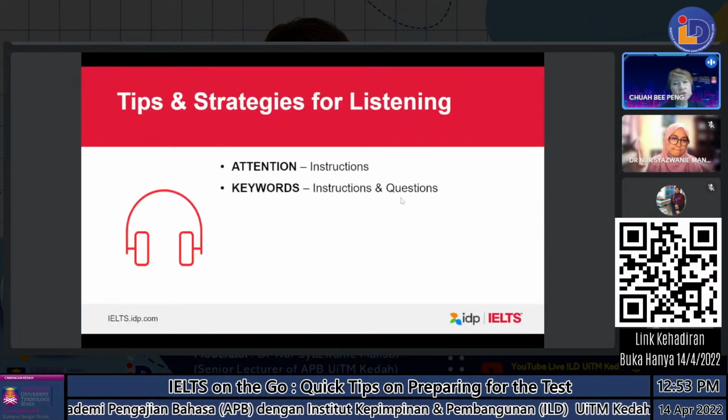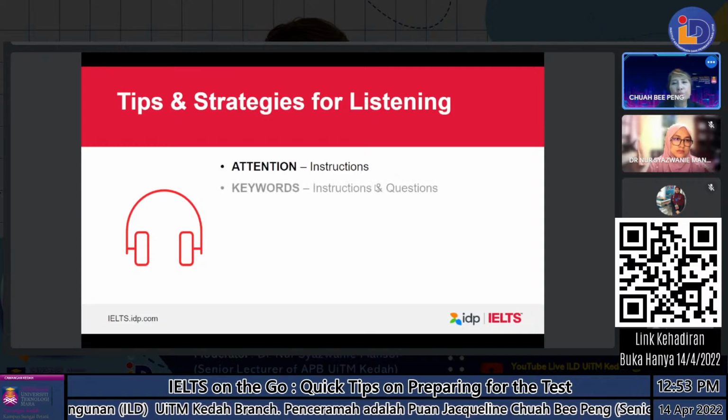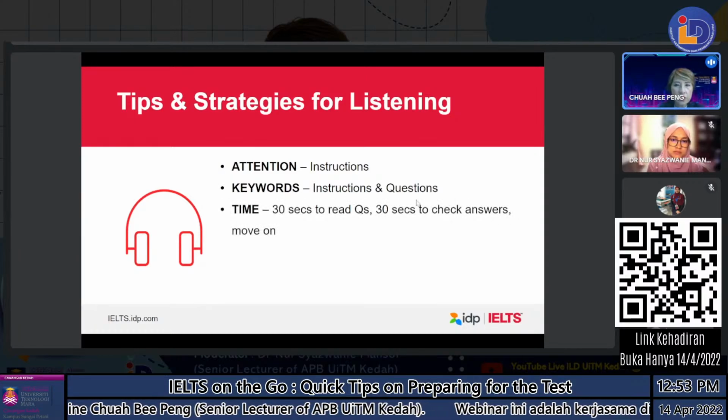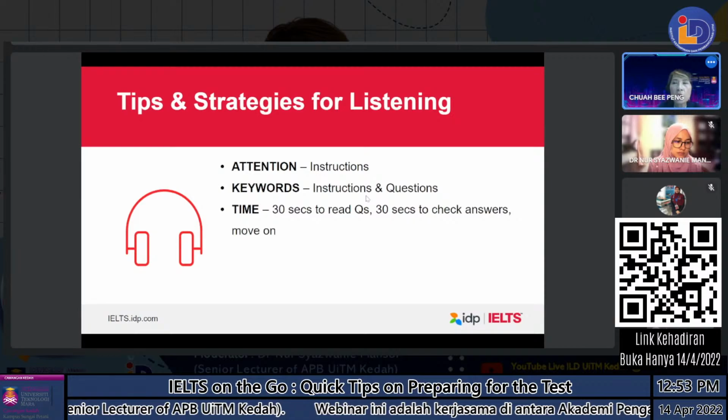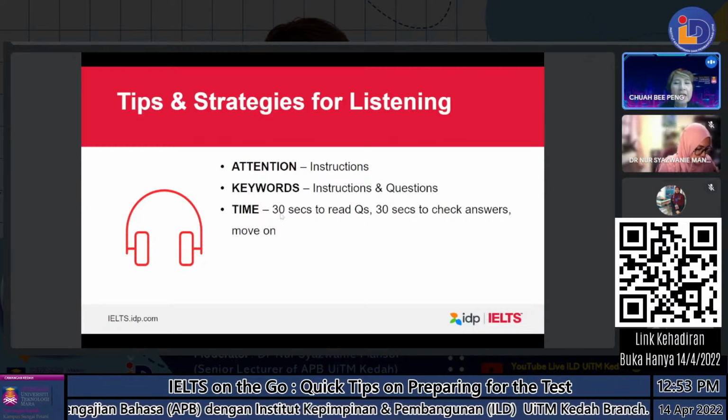Right, so tips and strategies for listening. Let's recap before we go to the Q&A session. Go back to listening. Of course, you have to pay attention to the instructions. Listen to the instructions as well. Don't let your mind wander off. Keywords, instructions, and questions will give you enough keywords to guide you towards the important information. And also the time. This is something that is important. They always give you 30 seconds to read the questions and 30 seconds to check the answers, and you move on.